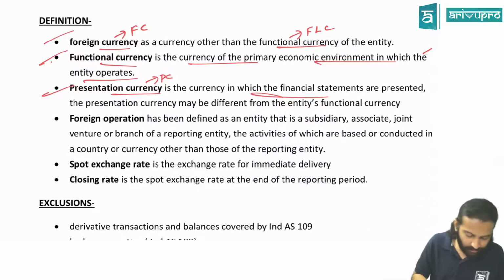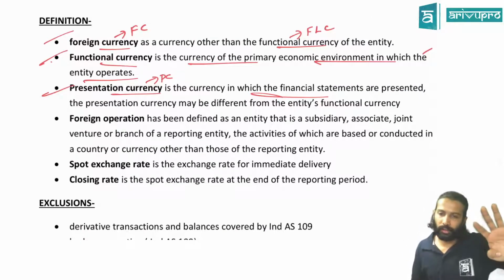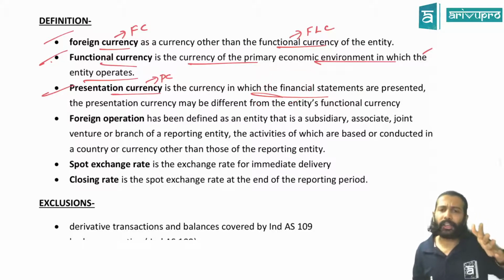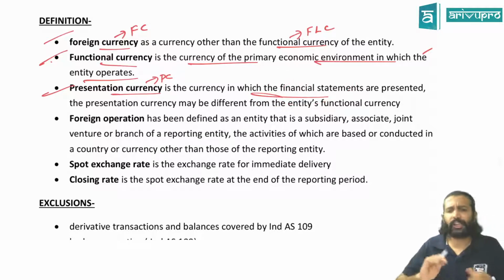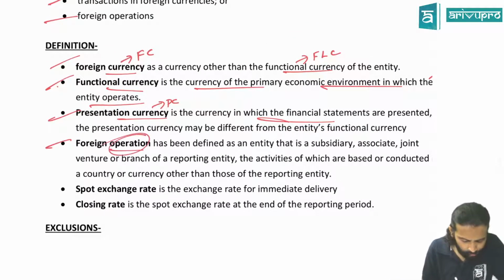Like that. So hence, 3 types of currency will be seen in this particular problem. Foreign currency, functional currency, presentation currency. Last, did we get it? Presentation currency means simply the currency in which financial statements are prepared and presented, whoever that is. Okay. Alright. Next is foreign operations.